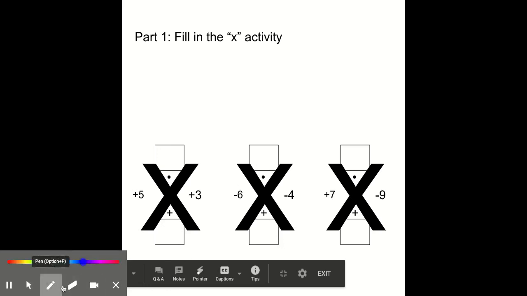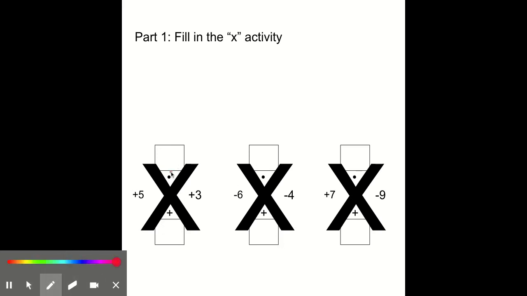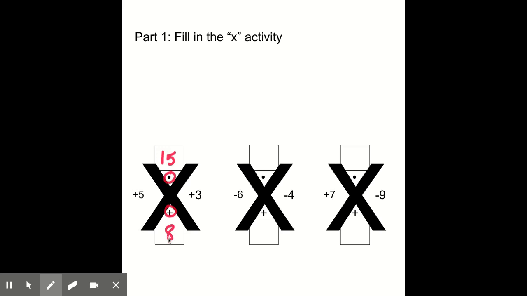Now notice that there are operation symbols here and here. And what those are telling us is that we have to multiply these two values to get the top number and add those two values to get the bottom number. So positive 5 times positive 3 gives us a positive 15. And positive 5 plus positive 3 gives us a positive 8. So for the first part of the activity, you're just multiplying those two values and adding the two values to get the top and bottom values.